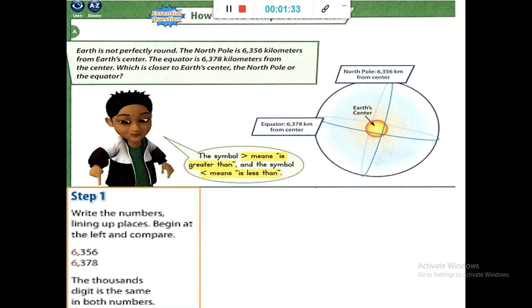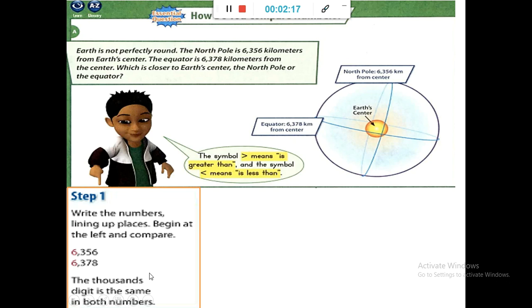I will give you 3 steps. Write the numbers, lining up places, begin at the left and compare. Now I am comparing 6,356 and 6,378. Look what I mean by line up the places. I write the numbers one under the other, but I line up the place values: the ones under the ones, the tens under the tens, the hundreds under the hundreds, the thousands under the thousands, and so on.